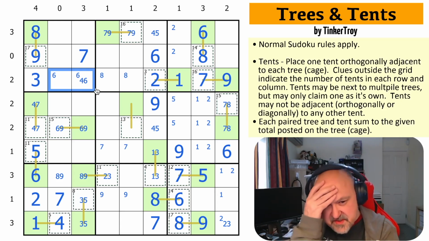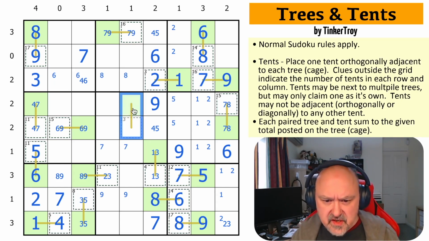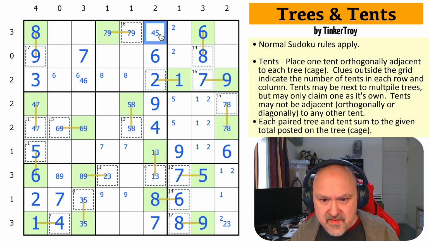I'm almost certainly doing this the wrong way. This 13 cage, I haven't even looked at it. It's not 9, 4. How have I missed this completely? It's not 9, 4. So it's 8, 5. It can't be 6, 7 because I can't put 7 in any of them. And then I get to 7, 6. This is 8, 5. So this is 4. This is 5. How did I miss that for so long?